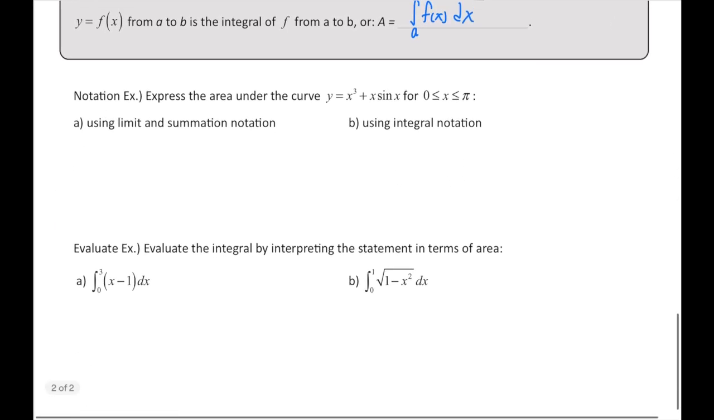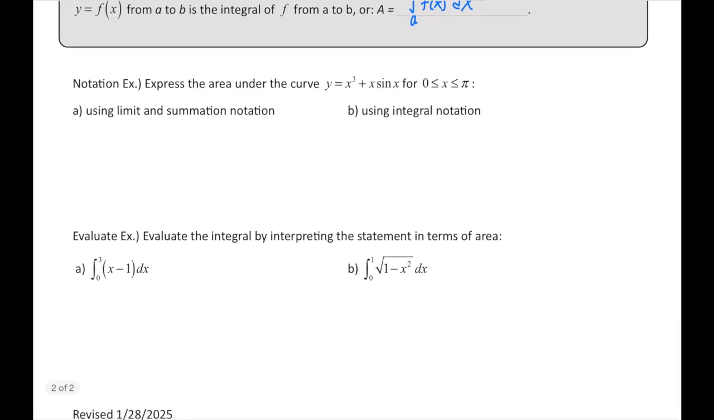First one, I want to take this function, x cubed plus x sine x, on the bounds 0 to pi. I want to first rewrite the area under this curve using my limit and summation notation. That would give us the limit as n approaches infinity of the sum of i equals 1 to n. Now our function is x cubed plus x sine x, hold that open, sine of x. We're going to take the sum of that multiplied by delta x.